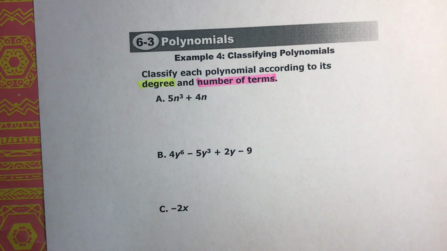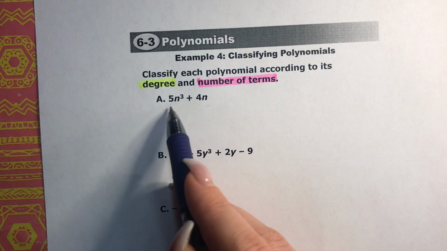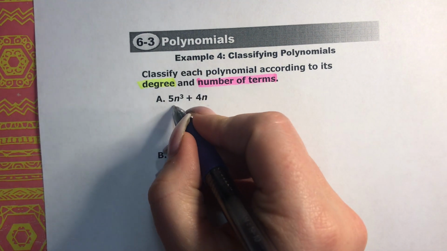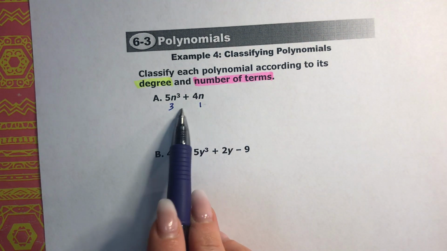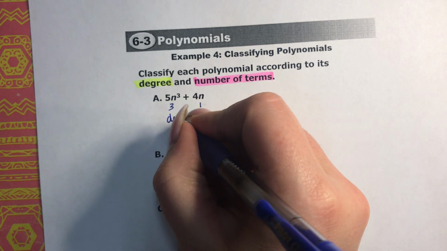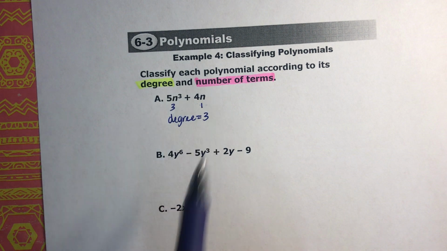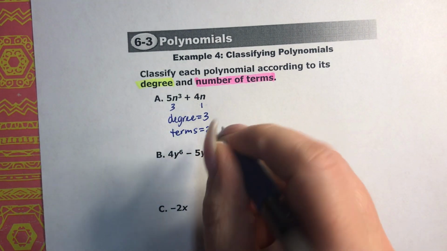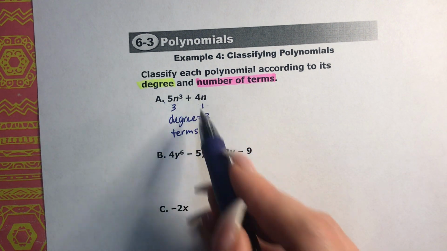So let's look. We need to find the degree of this, so we need to look at the degree of each of these terms. The degree of this first term would be 3. The degree of this one is 1. So which is the highest? 3 is the highest, so this means it has a degree of 3. And there are 2 terms, right? Because this is a monomial, this is a monomial, they're added together, that's 1 term, 2 terms, so 2 terms.